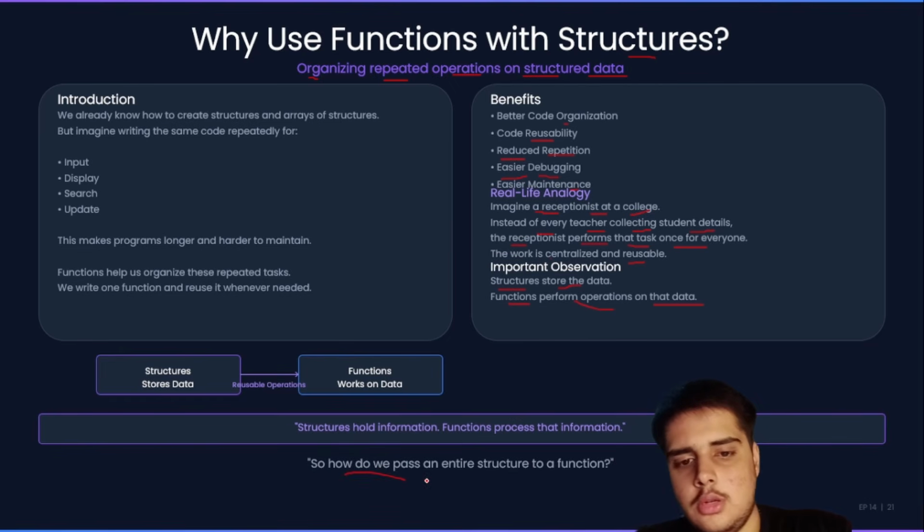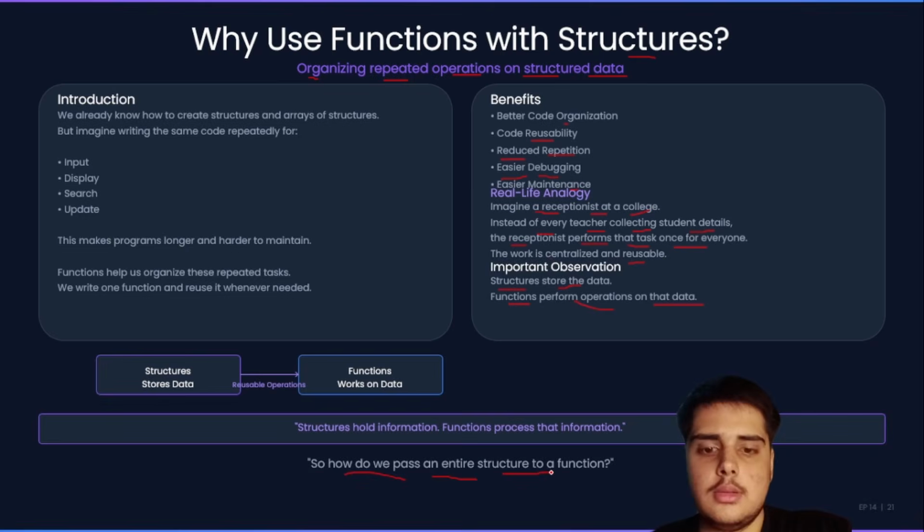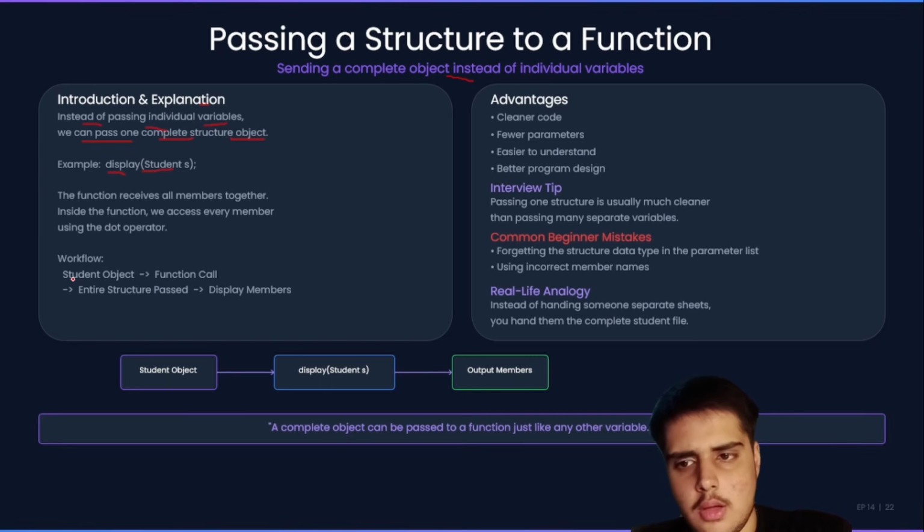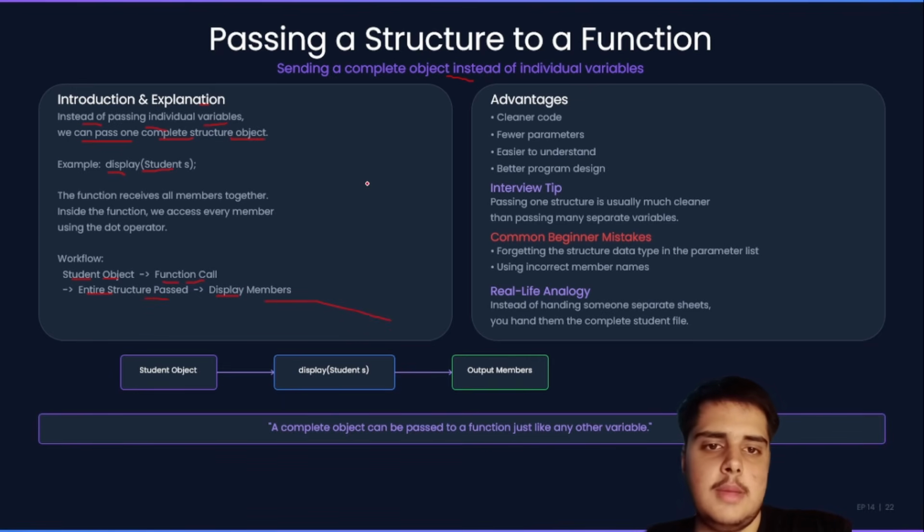So how do we pass an entire structure to a function? Here you go: passing a structure to a function. It means sending a complete object instead of individual variables like introduction and explanation. So instead of passing individual variables, we can pass one complete structure object. Example: display student with s. The workflow is simple: student is an object, the function is called, the entire structure is passed, and it displays the members.